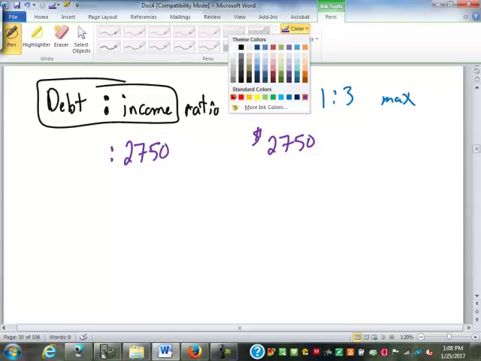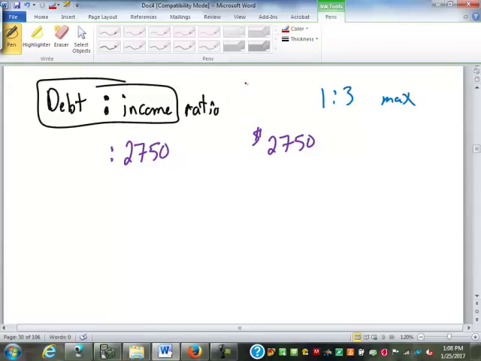Debt payments only include payments on loans, credit cards, things that must be paid every month, and it's things that would appear on your credit report. So it does not include food, gas, utilities, even though utilities sometimes do appear on your report.